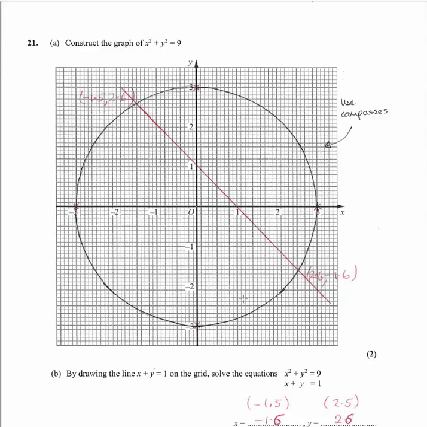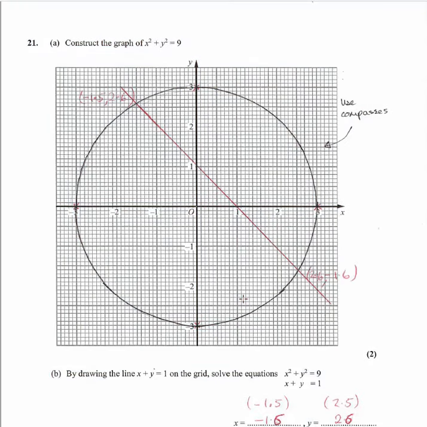So if x was 1, y is 0, there's a point. If x is 0 and y is 1, there's a point. If they were both 0.5, there's a point. So that gives you 3 points, and you can continue with that and just draw the line round. So here's my line, x plus y equals 1.